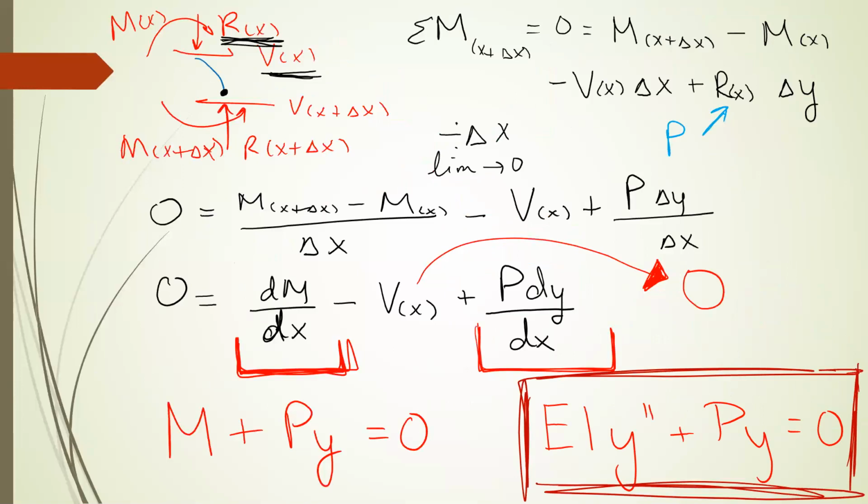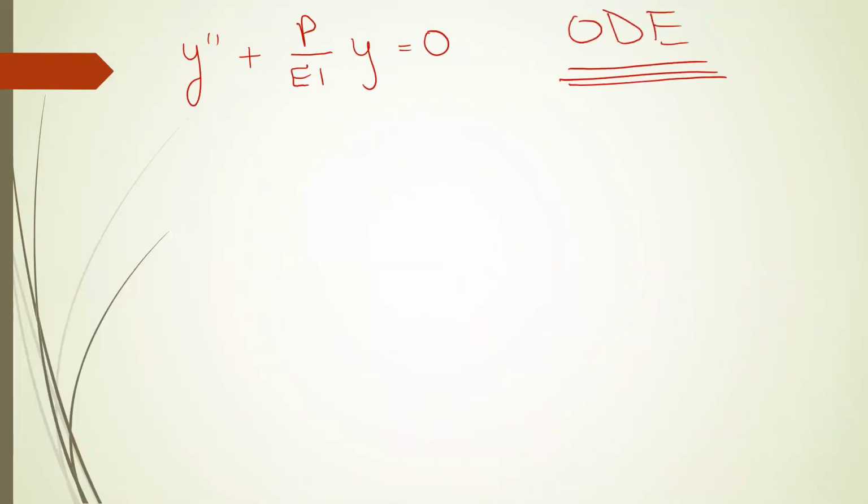What does this look like? Do I hear it? Yeah, exactly. This is a differential equation. For those of you who didn't recognize it right away, if I divide by EI, I get y double prime plus P over EI times y equals 0. Now you see it? Ordinary differential equation, ODE, a good friend. You glad you took that class? Because now you know what's going on.